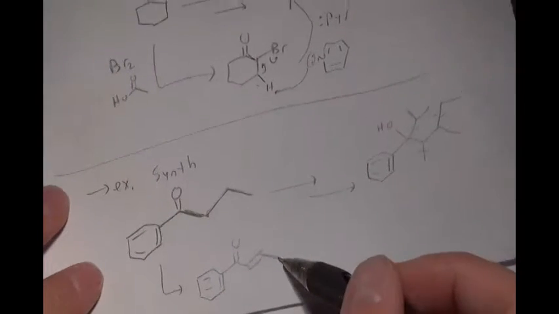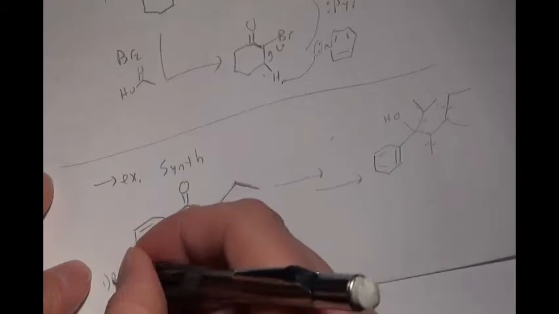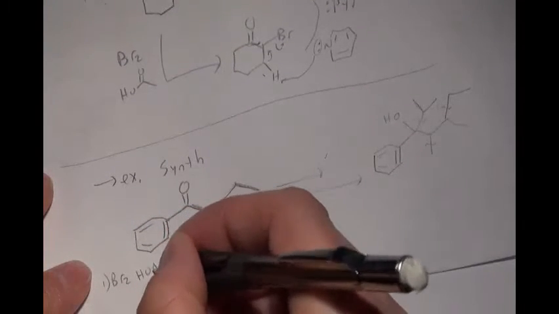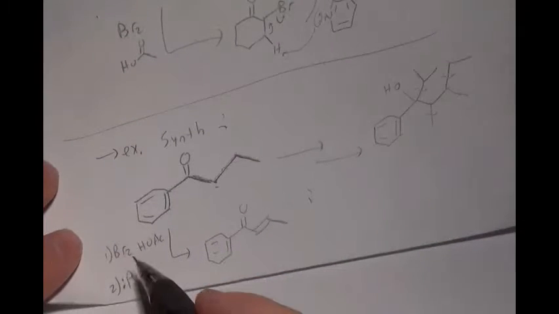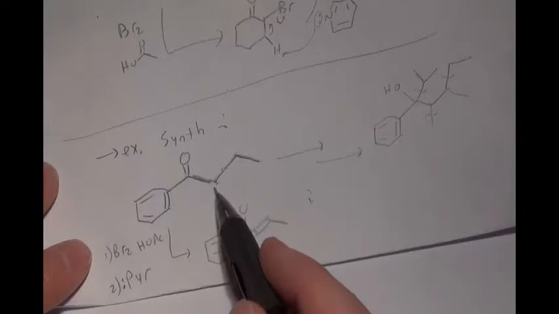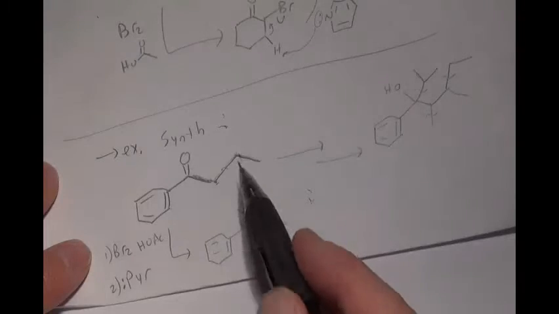Well, we just learned how. We want to convert the ketone into an alpha beta unsaturated ketone. It's bromine and acid and pyridine. Bromine and acid will brominate the alpha position, right? Pyridine takes off the beta hydrogen, and that gives us the alpha beta unsaturated ketone.